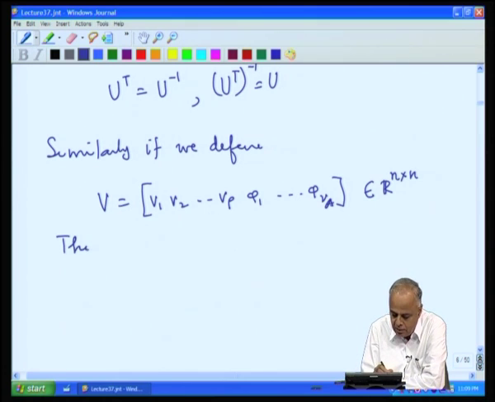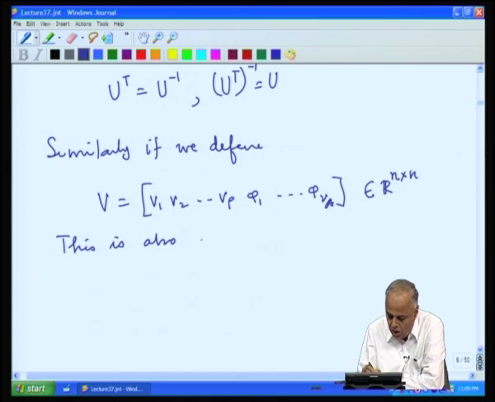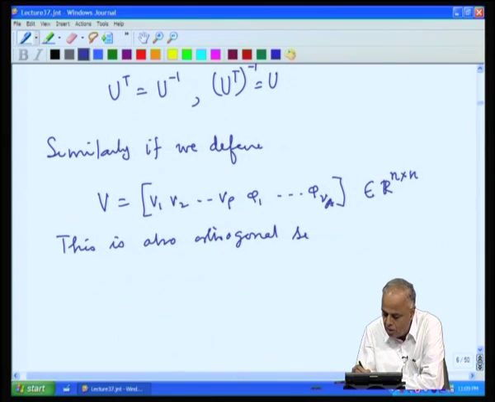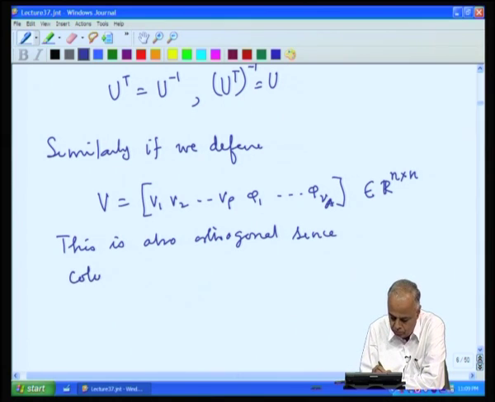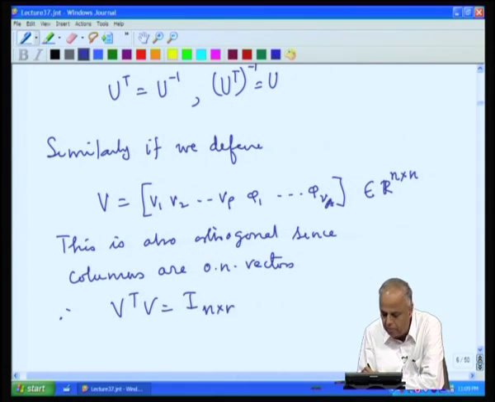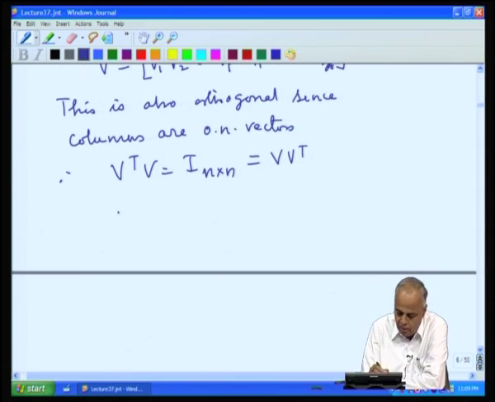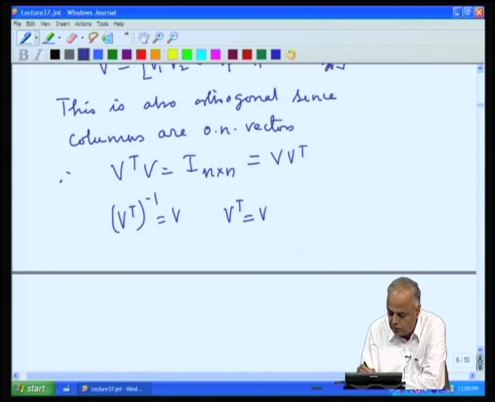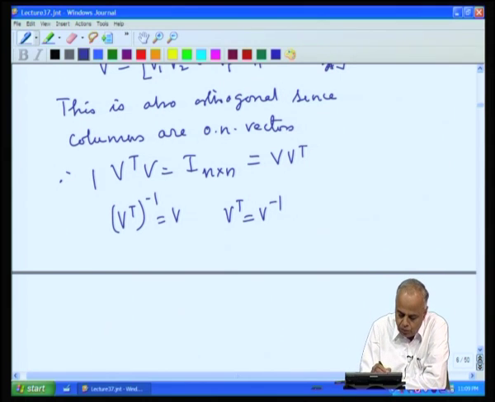and this is also an orthogonal matrix. Now, it is an orthogonal n by n matrix since columns are orthonormal. Columns are orthonormal vectors, and therefore, V transpose V equals identity. Now, all are n by n matrices, V transpose inverse is V, and V transpose is V inverse. So, these are two important matrices that we have constructed.